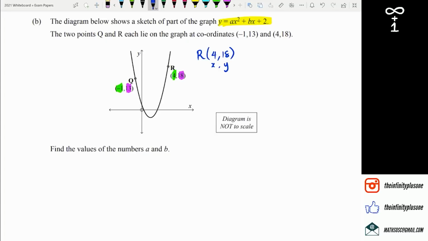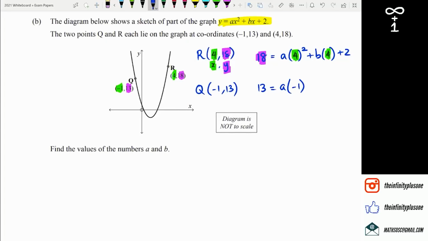So I can write the equation now, copying from the yellow highlighted part right there. I can say that 18 is equal to a times 4 squared plus b times 4 plus 2. All I've done there is replace x with the 4, and replace y with the 18. I'm literally going to repeat that same process again for q. So q is -1 and 13. So I can rewrite this as 13 is equal to a times -1 squared plus b times -1 plus 2. Once again I'm doing the same thing: -1 is the x value, so I've replaced x with -1, and the y value is positive 13.